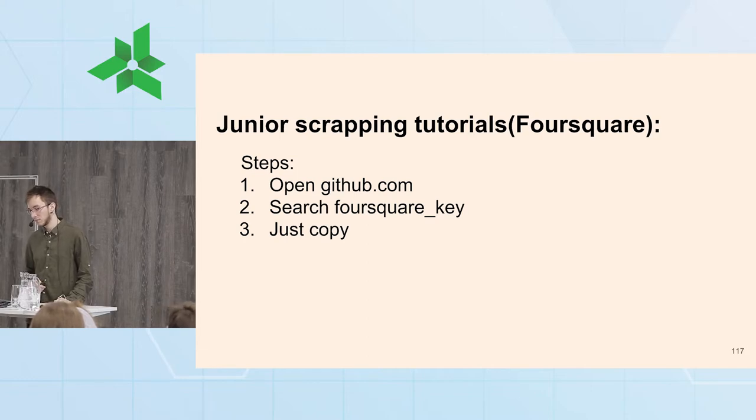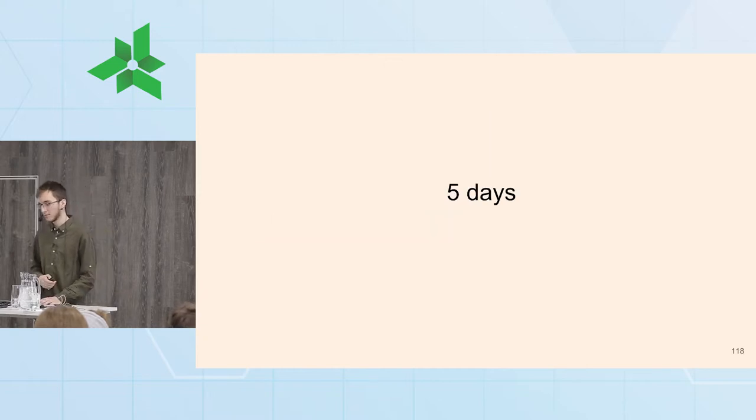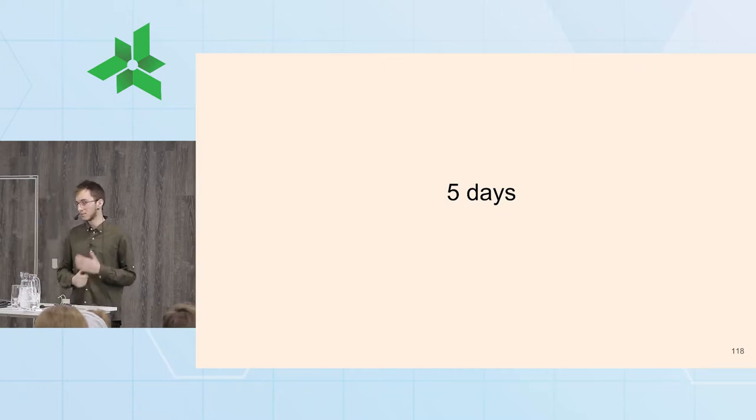We take the place, put it into the API, and have a lot of photos. But there is only one problem here. The estimated time of arrival is 20 days, which is, again, not okay, but what can we do with it? We can do basically the next thing. We can start scraping tutorials on Foursquare.